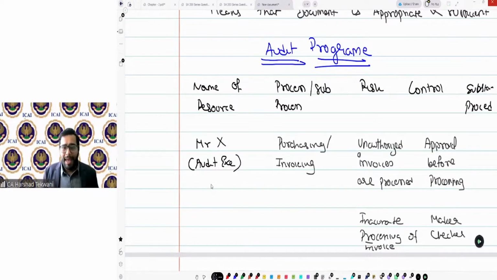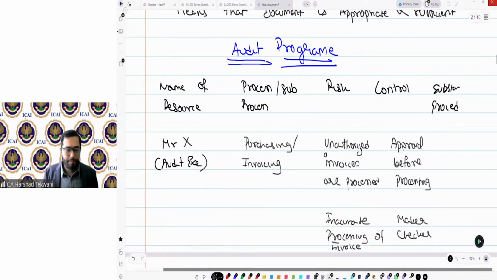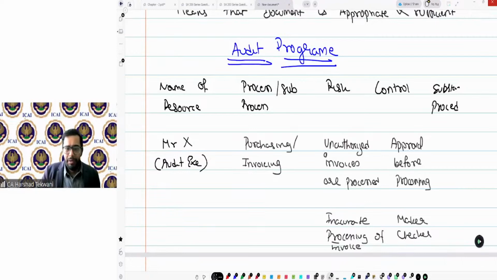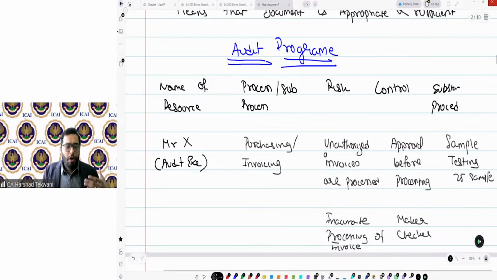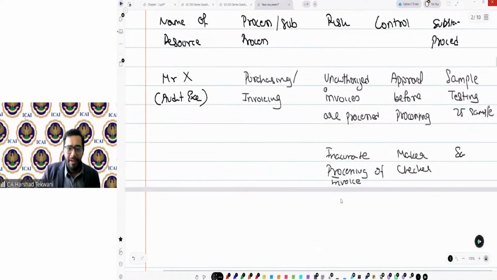And then the substantive procedure that will be performed. What will be the procedure performed for this? Sample testing, for example, 25 samples. Or, hypothetical example, for this inaccurate invoice processing, we will again perform sample testing.